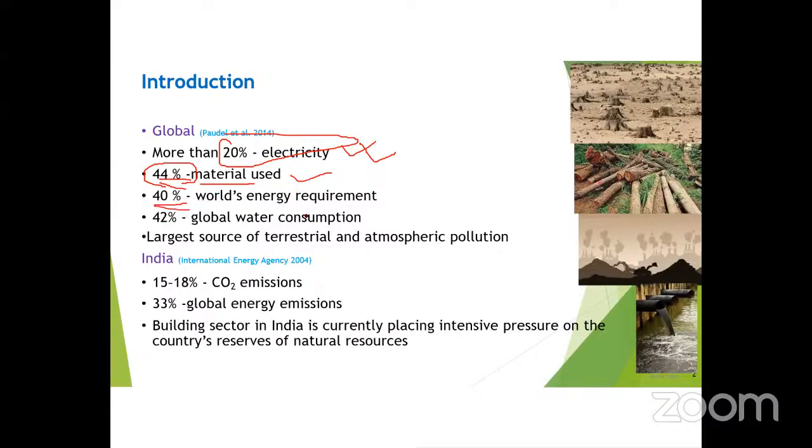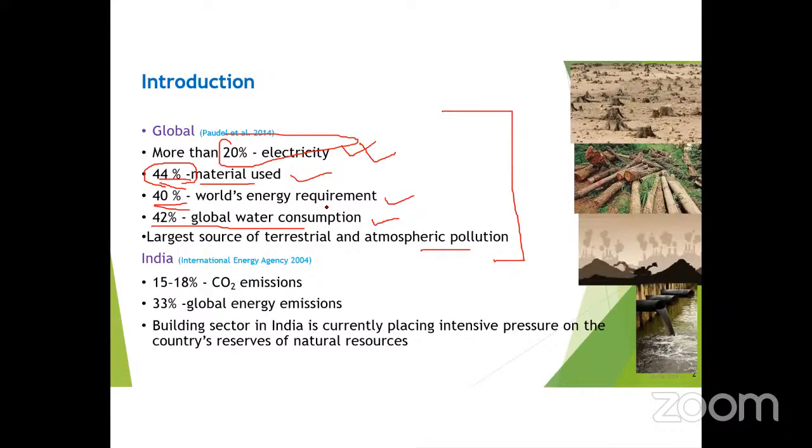40% of the world's energy requirement is for construction, and 42% of global water consumption is for the construction of things. So we can say construction is the largest source of terrestrial and atmospheric pollution. This slide gives us the importance of why we should look for sustainable construction, sustainable innovation, and a sustainable environment.